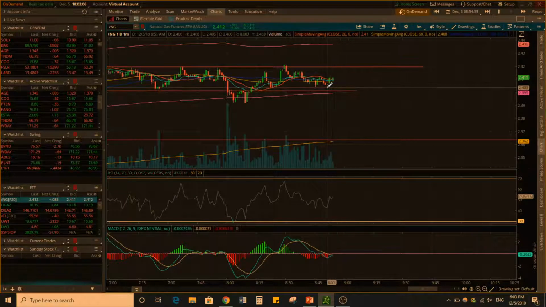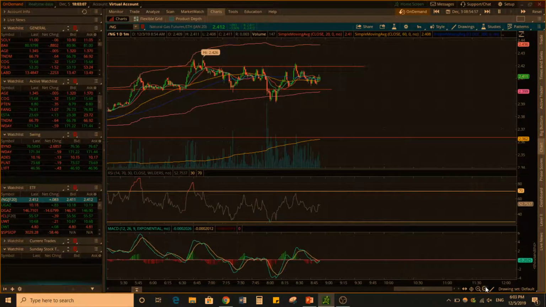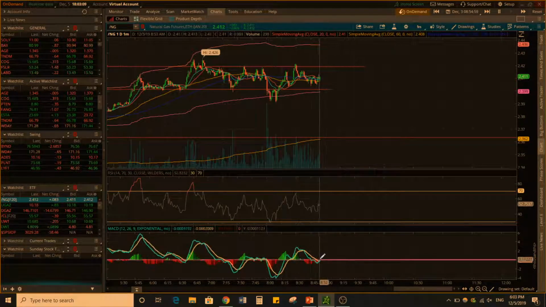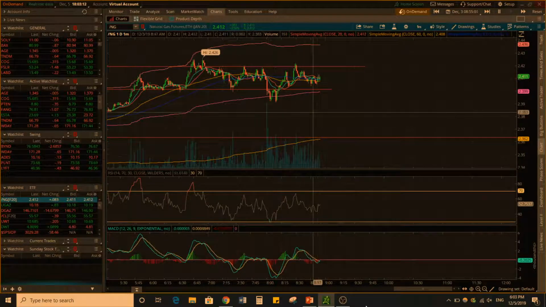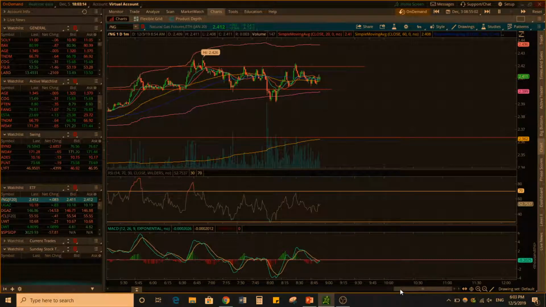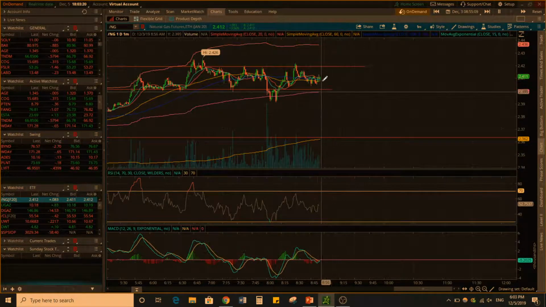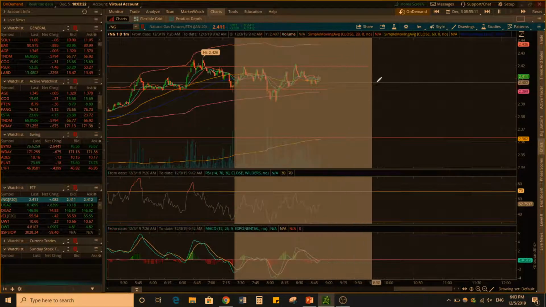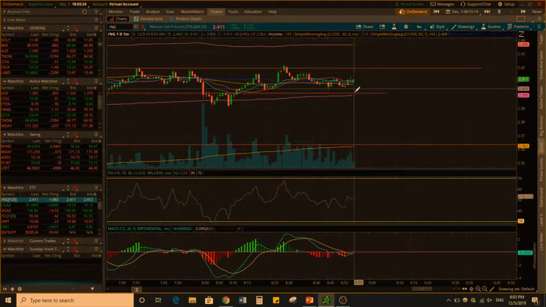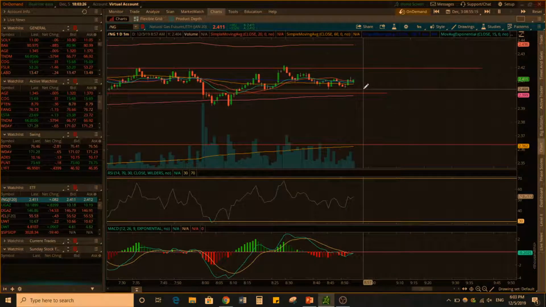Let's see here. 854. 55. Okay, so it looks like it's building its way back up. I was thinking that it was going to go to the old resistance, but maybe not, and that's okay.